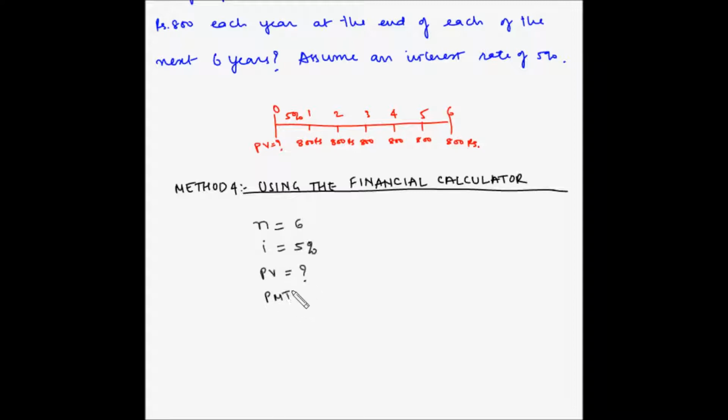Next is payments. Now this payment is generally used in case of annuities. In our case, it is 800. It is positive because this is an inflow into our pocket. The next button is future value. Now in this example, the future value is basically the payments because those payments are being received in the future. So this future value we'll consider as 0. So let me pull my calculator.